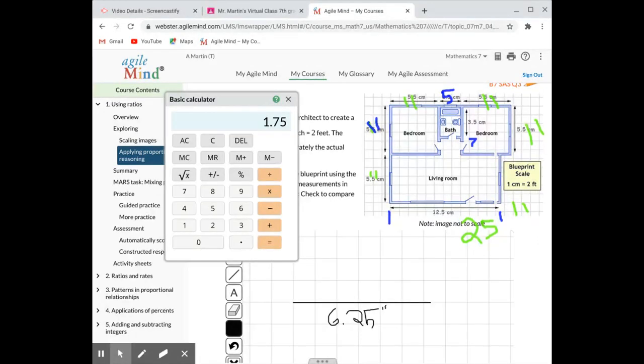1.75. Perfect. All right. So the last one right here, 5. What do we need to do with 5 to determine what it's going to be? Just like the last 3. What do we need to do? Divided by 4. Good. So I got 5 divided by 4, and that equals what? 1.25. Perfect.